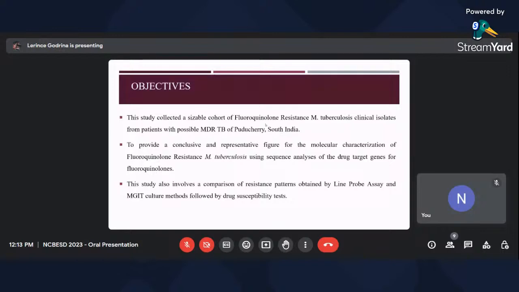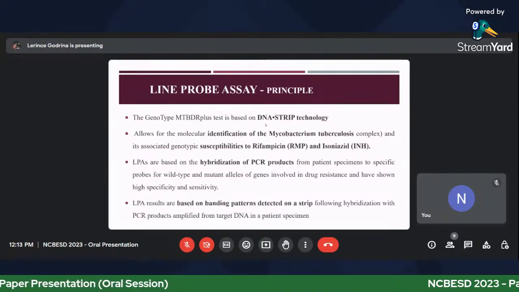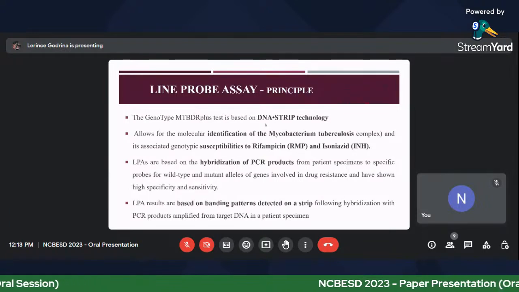So the objective of my work is that I've collected samples of fluoroquinolone-resistant Mycobacterium tuberculosis clinical isolates from patients with possible multi-drug resistant TB from Pondicherry. I've also given representative figures for the molecular characterization of FQ resistance of Mycobacterium tuberculosis using sequence analysis of the drug-targeting gene for fluoroquinolones. I've also compared the resistance pattern obtained by line probe assay and MGIT culture followed by drug susceptibility test. So as my first assay, I've taken line probe assay.